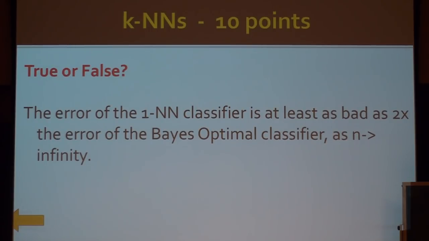True or false? It's false, because it's at most. Good, okay. Undergrad or grad? Undergrad. Okay, good, 10 points. Yeah, it's at most as bad, right? Otherwise, it wouldn't be a useful bound, right?